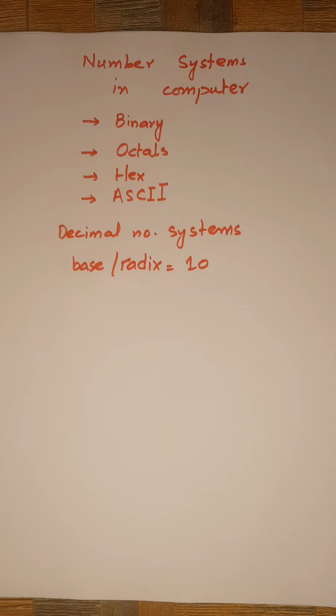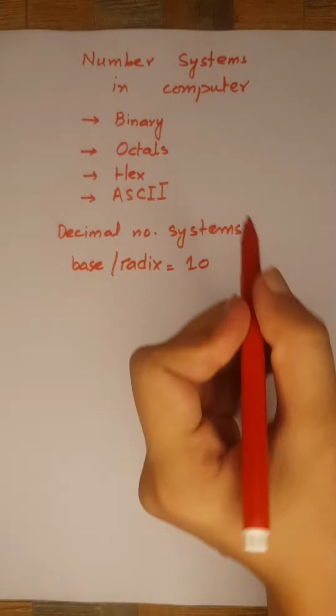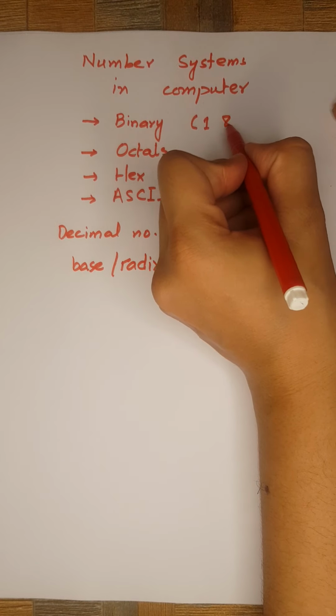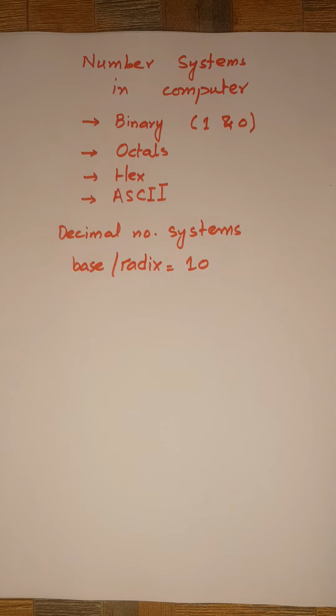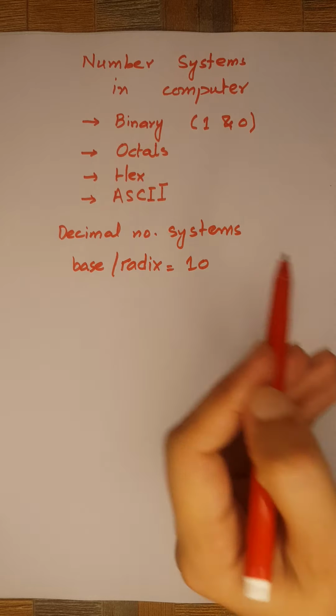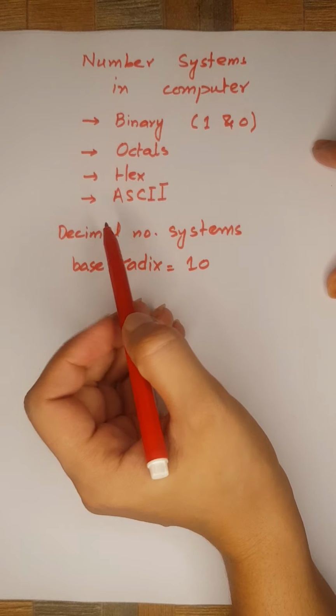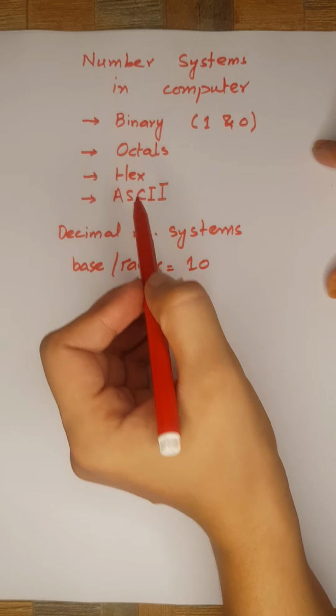Usually the information is processed in the form of binaries, that are 1 and 0. Next we have the octal numbers. Octals or hex numbers are the compact form of the binary numbers, and they are used for representing the addresses of memory locations. Similarly, ASCII characters are used for representing the alphanumeric characters or the symbolic or special characters of the keyboard.